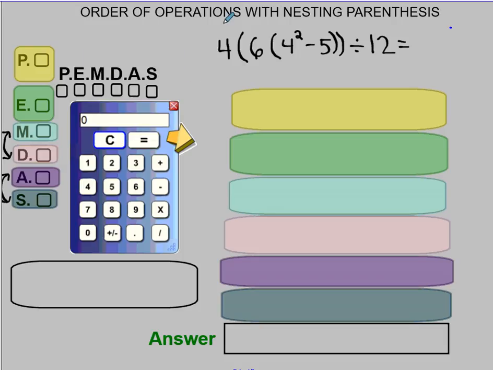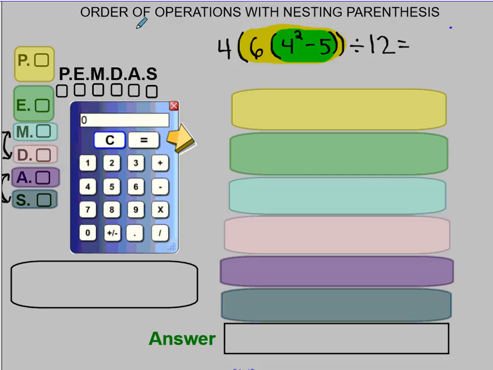So let's start off. We have 4 times 6 times (4 squared minus 5) divided by 12. Now, it seems like a lot, but let's take it step by step, and if we do it step by step, it shouldn't be that hard. First thing, I like to grab my highlighter and highlight my parentheses, because I know that's the first thing I have to do. And then within that parentheses, I'm going to highlight the inner parentheses. So I know the first thing I have to do is what's in the inner parentheses, then I can do the whole parentheses. So we do the nested parentheses first.